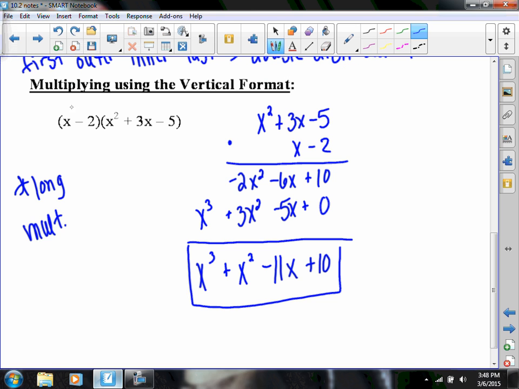But we're still doing the same thing. We're taking the first term times every other term and the second term times every other term. We're just doing it vertically. And then we are still combining our like terms. But when you do the vertical multiplication, those like terms line up automatically. So you don't have to search for the like terms to combine together. They should already be aligned for you. Okay, so some students prefer that method.